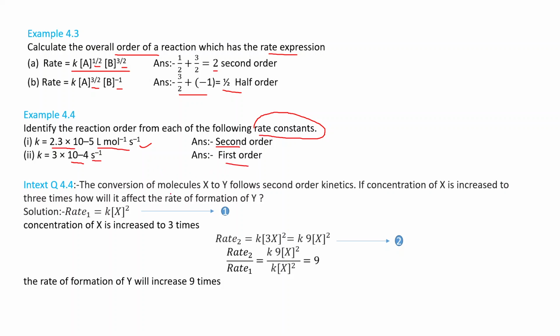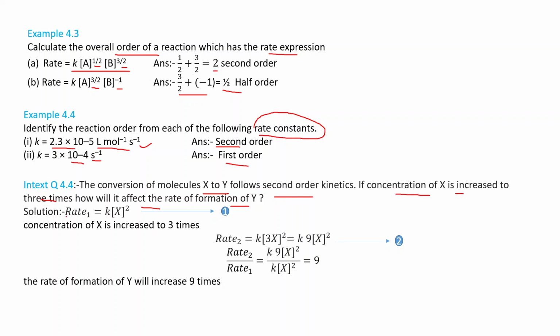The conversion of molecules X to Y follows second order kinetics. If the concentration of X is increased to 3 times, how will it affect the rate of formation of Y? Dear student, this is one of the important numericals from this chapter.